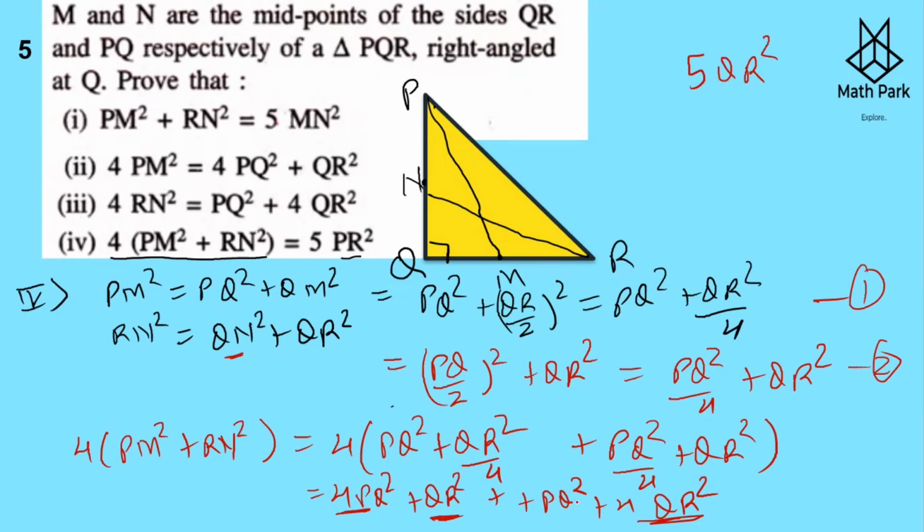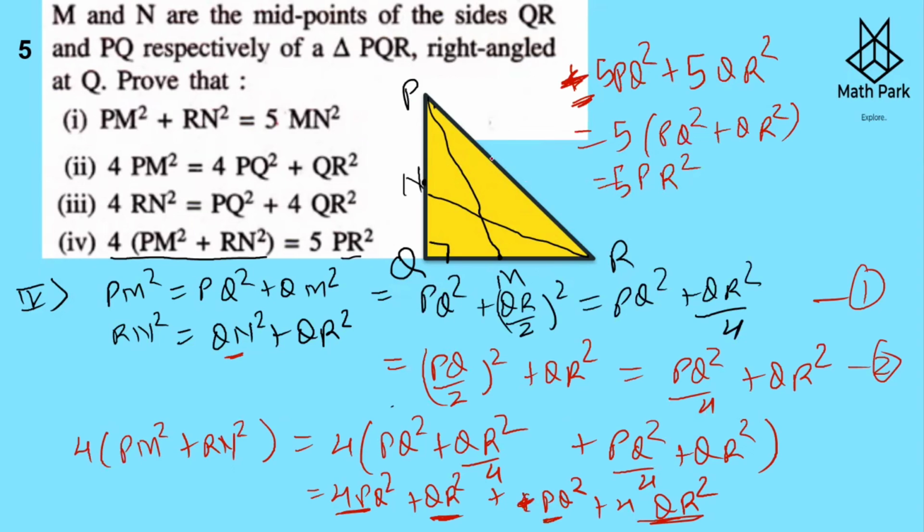And 4 PQ square plus PQ square is going to be 5 PQ square, and this is what is equal to 4 PM square plus RN square. Now let us take 5 common here: PQ square plus QR square. Now PQ square plus QR square is nothing but PR square, which is the hypotenuse for triangle PQR. So thus we have proved 4 bracket PM square plus RN square is equal to 5 PR square. Done with question number 5.